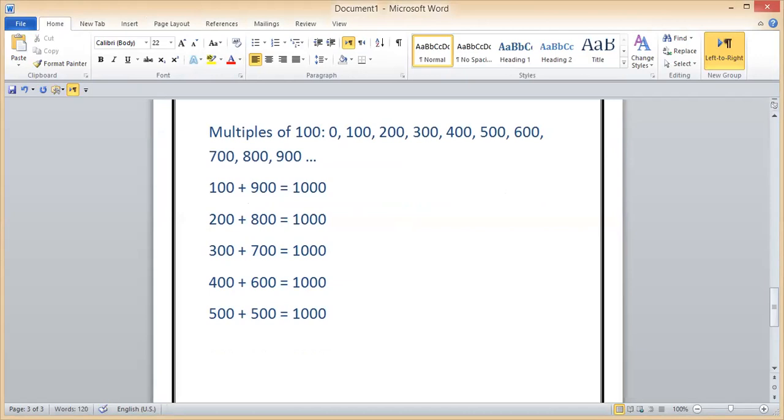Let's suppose I ask you, 800 plus dash will give you 1000. Can you tell me the answer for that? 800 plus dash is equal to 1000. With number sentences of 1000, I am asking this question. 800 plus dash will give you 1000.